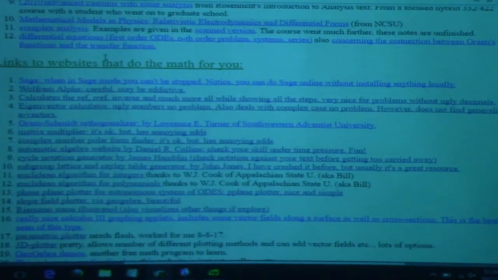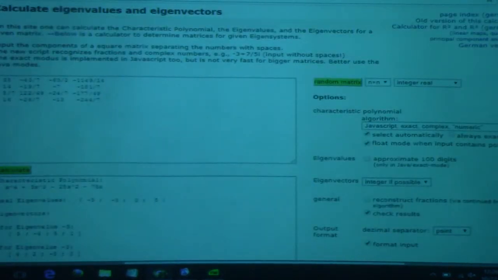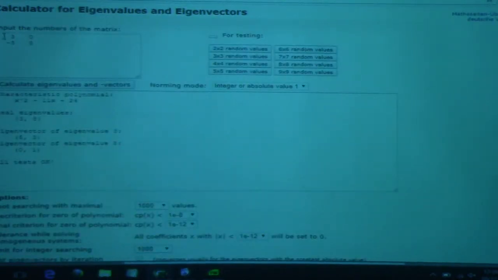More relevant to you guys, eigenvector calculator, ugly numbers, no problem. Number 4. This is where it's at. I prefer the old version of this calculator for various reasons of Java and such. Here, we just looked at the matrix 1, 2, 2, 1. Calculate eigenvalues and eigenvectors. So there you go. Characteristic polynomial, x squared minus 2x minus 3.